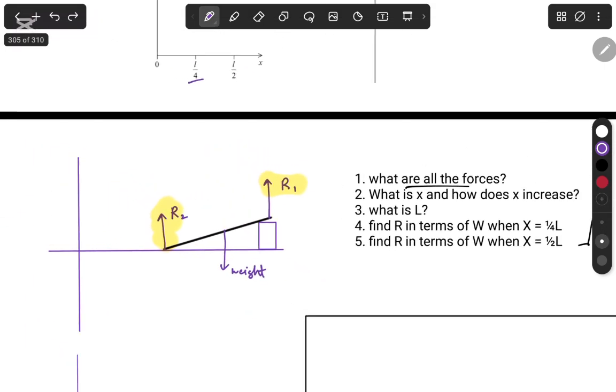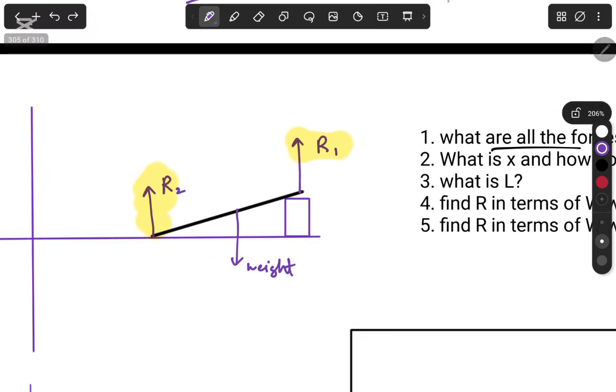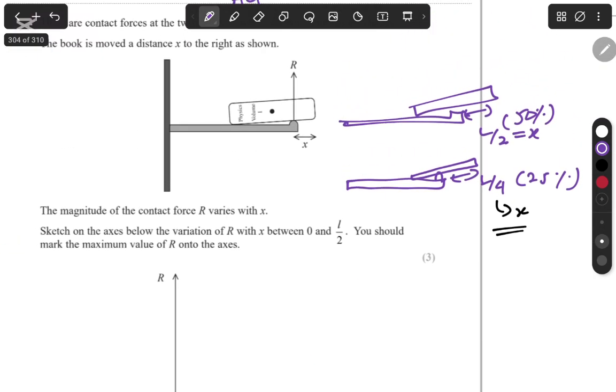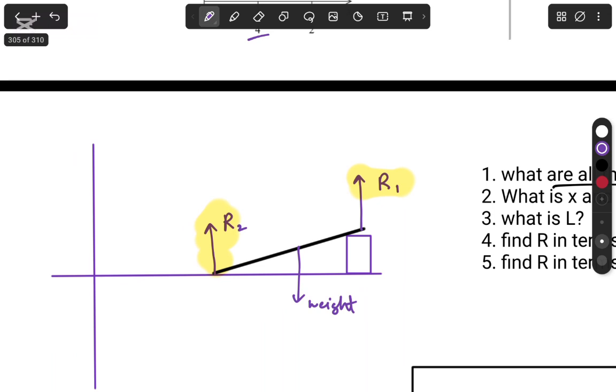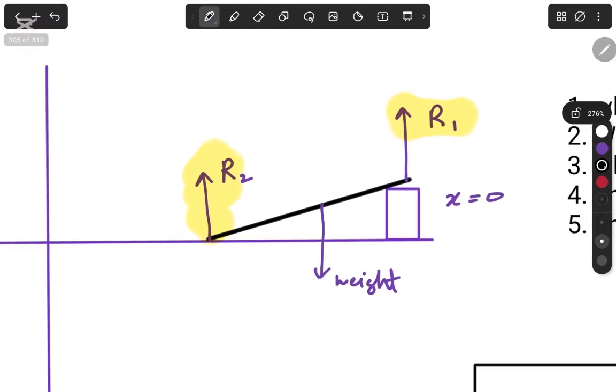So right now, our x is 0 because none of the book is outside. Remember, x is how much of the book is outside basically. Right now, none of the book is outside. So x is equal to 0. And what I'm going to do is pick this as my pivot point. And when I pick that as my pivot point, all the forces that have their line of action passing through the pivot will have a moment of 0. This is a moments question, remember? So we completely get rid of the R2 and its moment.